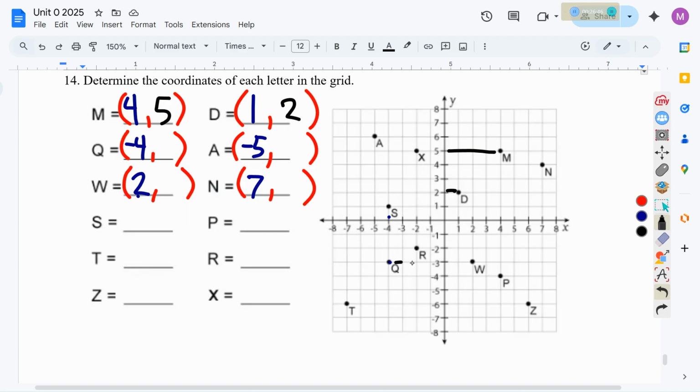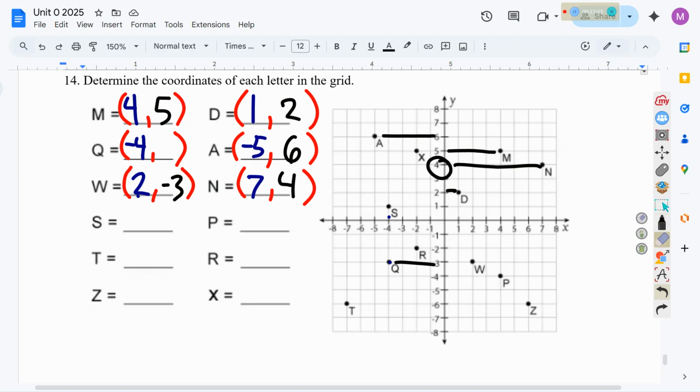Q has a y coordinate of negative 3. Okay, A has a y coordinate of 6. I hope you guys can see what I'm doing. I'm following my way over to the x-axis. Okay, N, test yourself. What is the y coordinate of N? I'm going to follow myself over to the y-axis, and that's a 4.